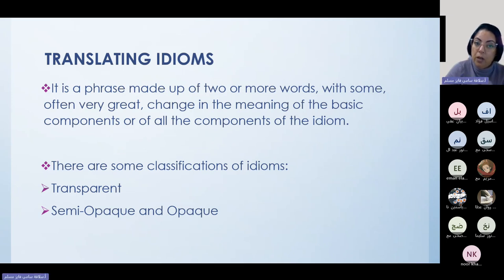The next thing we will talk about is idioms. Why will we talk about idioms? Because idioms are the second hardest thing to translate between English and Arabic. The first one are culture-specific words or phrases. The second most difficult thing to translate are idioms. These are phrases made up of 2 or more words or full sentences. Before we had 3 types, but here we have 2 types: transparent or semi-transparent, and opaque.